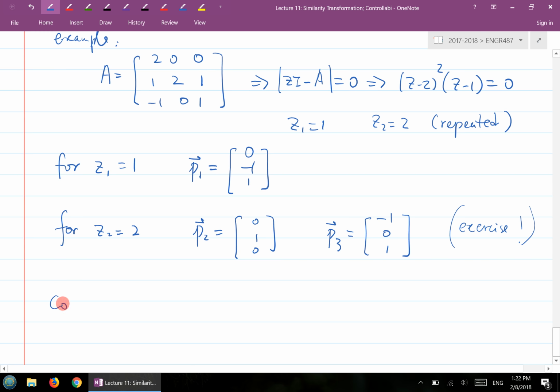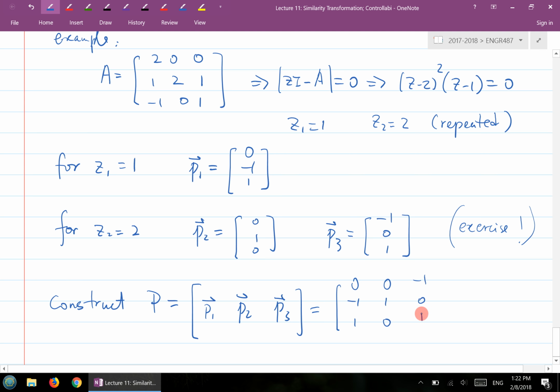Then we can construct the P matrix with the first column P1, second column P2, and third column P3, which is (0, -1, 1), (0, 1, 0), (-1, 0, 1). That gives us this similarity transformation matrix P.